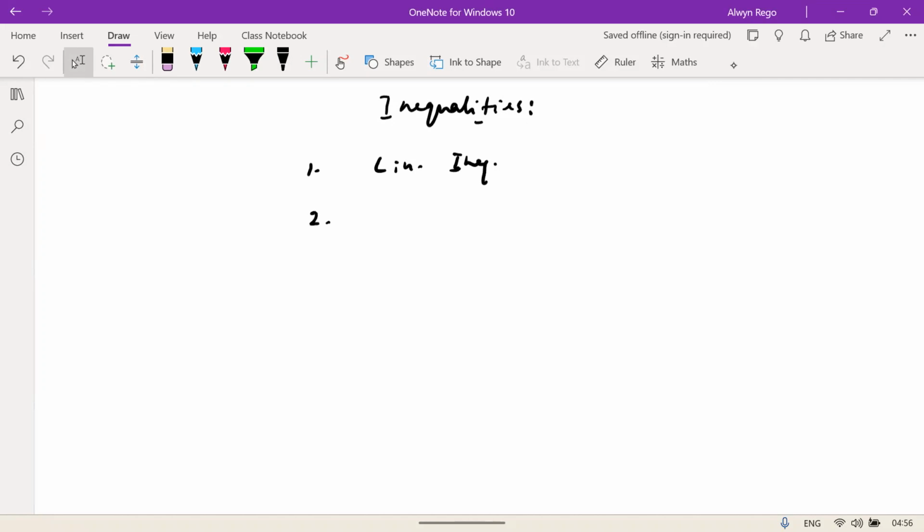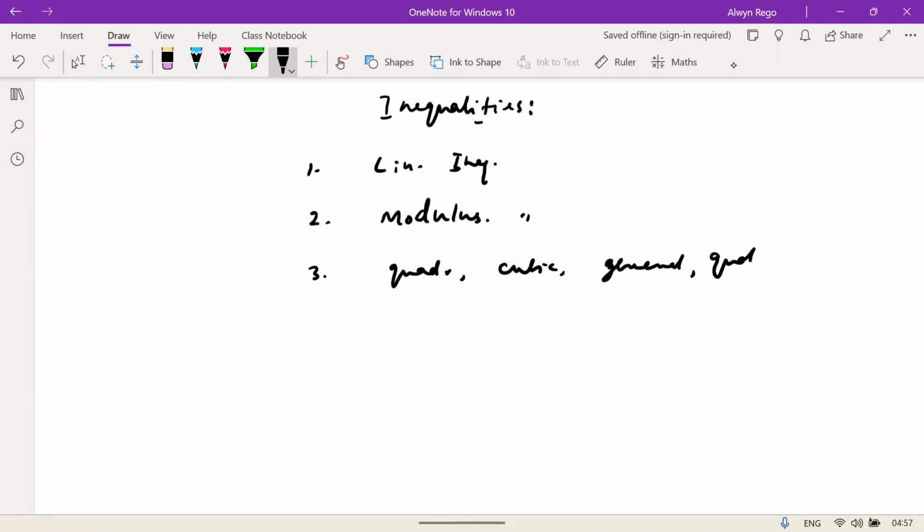Then I'll go in for modulus inequalities. Then I'll go in for quadratic, cubic, quotient, general one, quotient inequality.